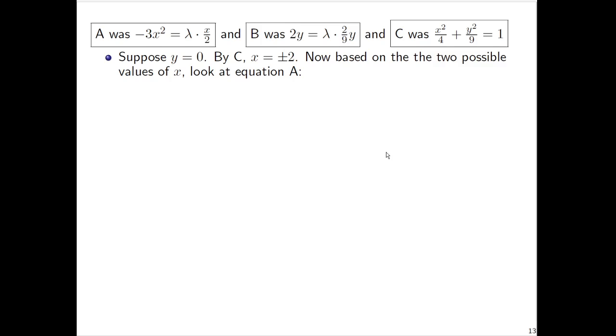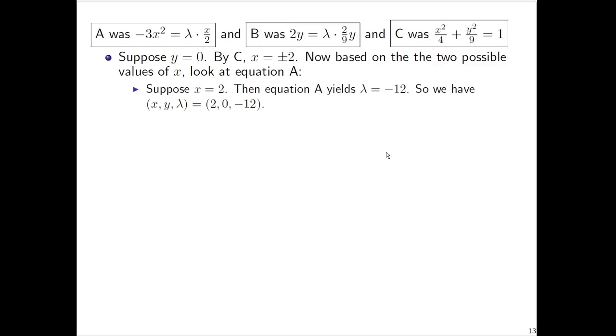So then there's two possible values of x as we see, right? x equals positive 2 or x equals negative 2. By the way, this is the word or again because it's x equals plus or minus 2. So we'll look at some subcases. Let's say x equals 2. Then go to equation A, and you're going to get lambda equals negative 12. So then we get this combination of values. x, y, lambda is 2, 0, negative 12.